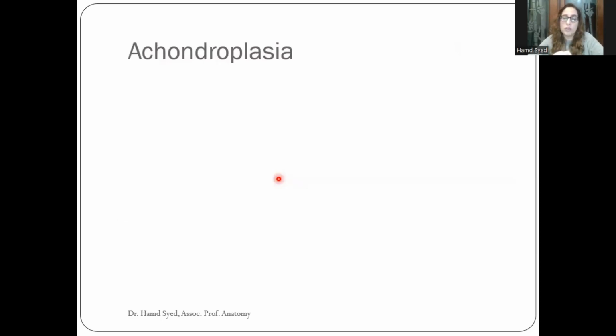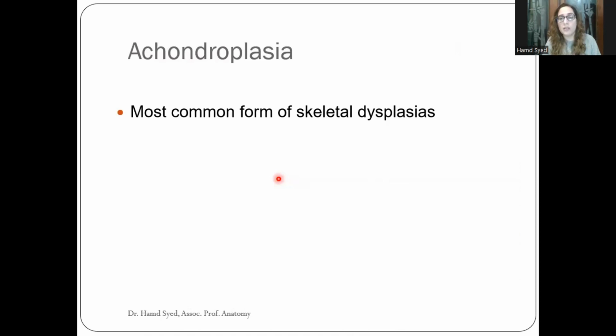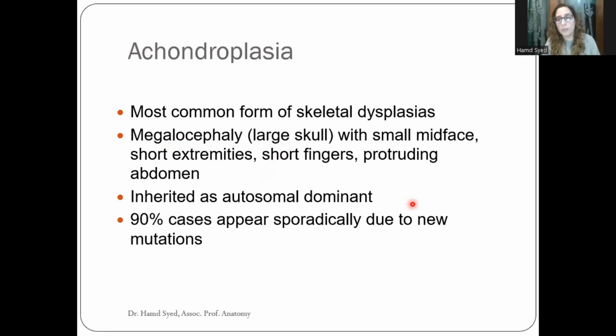Along with this, I would also like to mention another clinical condition, which is achondroplasia. You might have heard of that before. You know about dwarfism. You might have heard about the different types of dwarfism. Well, achondroplasia is the most common form of skeletal dysplasia which is compatible with life. And this leads to a form of dwarfism in which there is going to be an abnormal shape of the head. That is, there will be a large skull, which is known as megalocephaly, but a small midface. The extremities, that is, the limbs will be short, the fingers are short, and the abdomen is protruding. This is inherited as an autosomal dominant disorder, and in 90% of the cases, they appear sporadically due to new mutations.